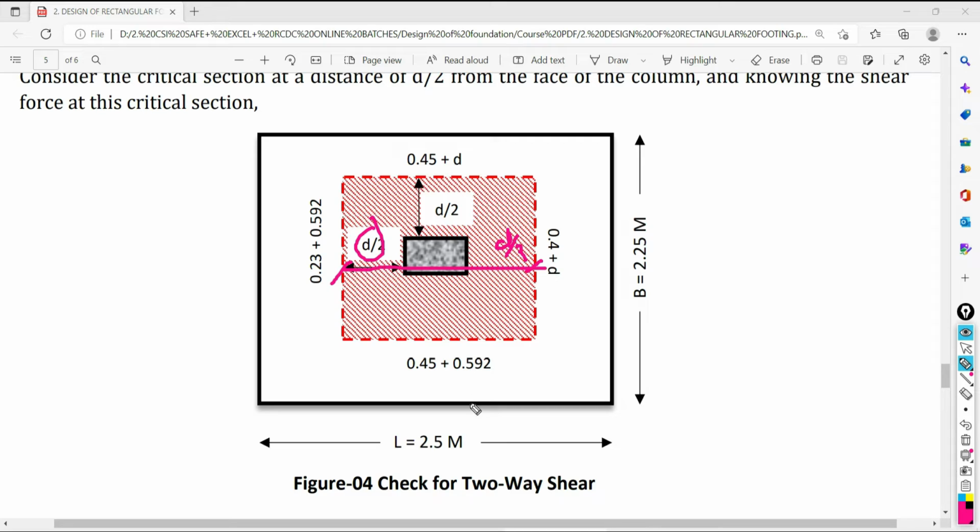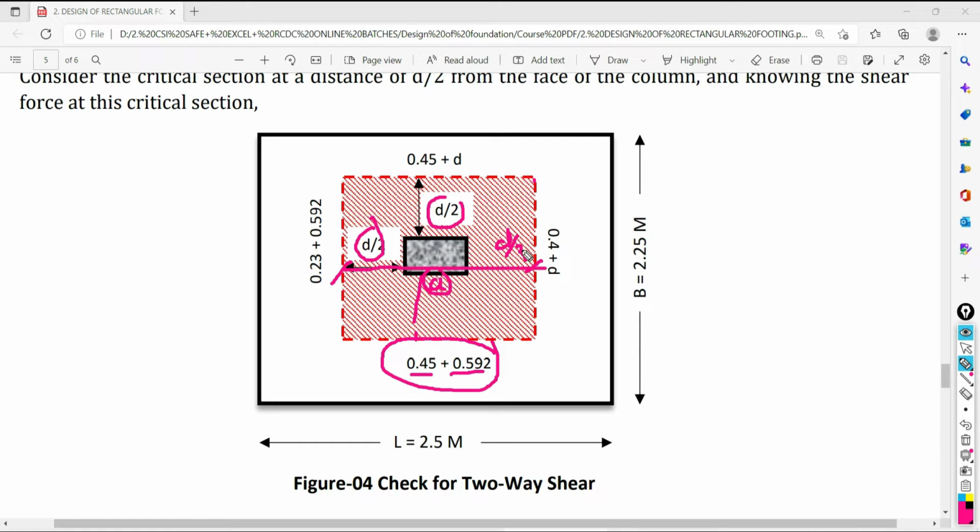So d by 2 is going to become total d plus a dimension of your column along the length direction that we are considering, 0.45. So it is 45 size of your column. So it is one dimension you are getting. Similarly on this side it is d by 2. Here it is d by 2.